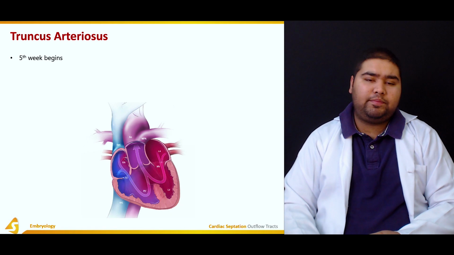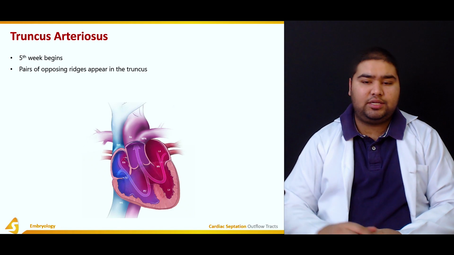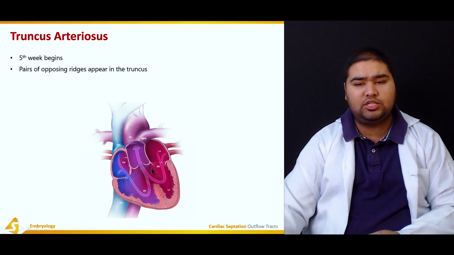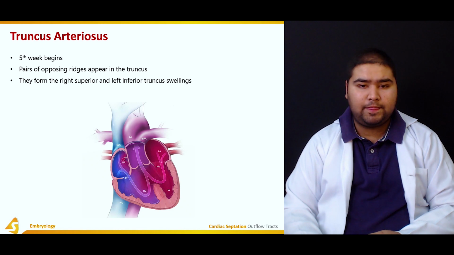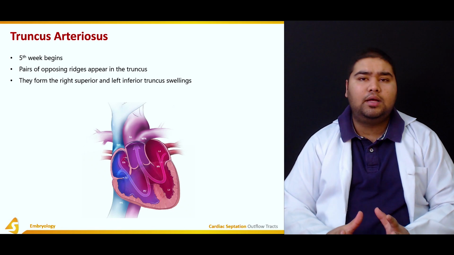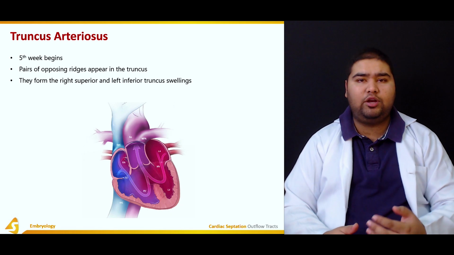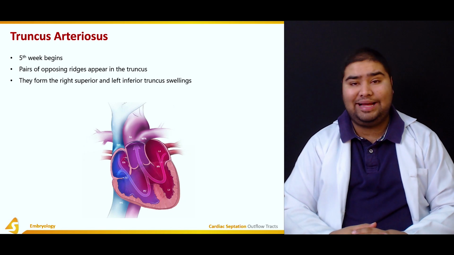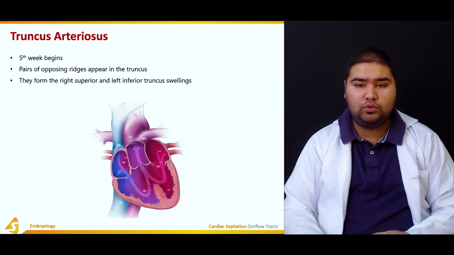Now the fifth week of development has already begun. Now pairs of opposing ridges appear in the truncus arteriosus region. It would be somewhat this region. So they form the right superior and the left inferior truncal swellings. These are mesenchymal swellings, which are two in number, and one of them is on the right and the superior edge, and one of them is to the left and the inferior edge. So the right superior and the left inferior truncal swelling.